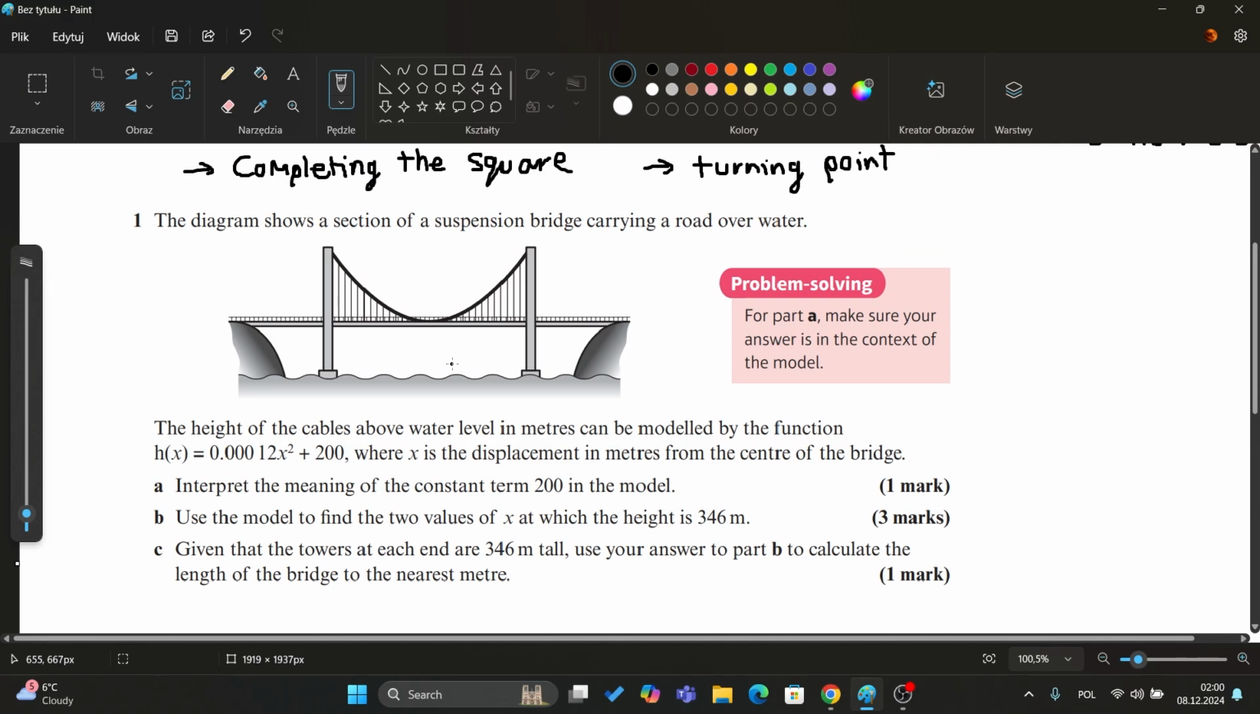The diagram shows a section of a suspension bridge carrying a road over water. The height of the cables above water level in meters can be modeled by the function h(x) equals the following, where x is the displacement in meters from the center of the bridge. Interpret the meaning of the constant term 200 in the model.